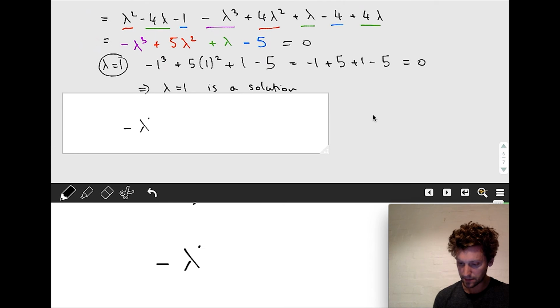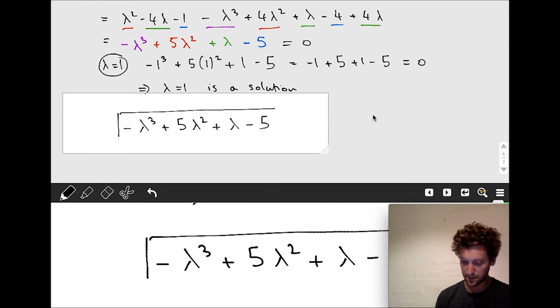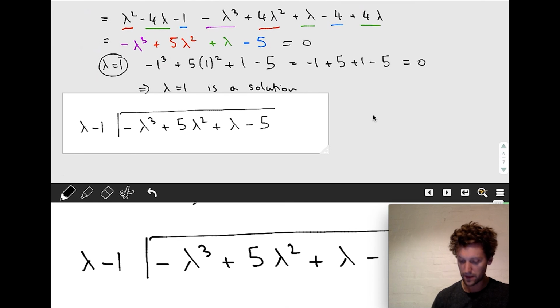Minus lambda cubed plus 5 lambda squared plus lambda minus 5. And I know that 1 minus lambda is a root or a factor of that expression. It's a factor of that expression because lambda is equal to 1 is a solution. I'm going to actually write this not as 1 minus lambda, but as lambda minus 1. Keep that lambda in front. I'm just going to divide it in to find out what the remainder is.